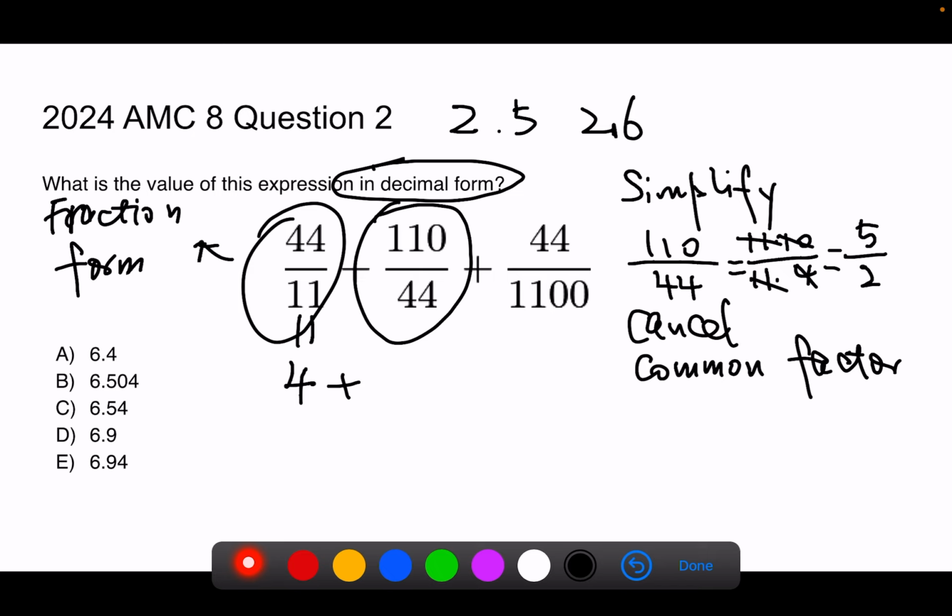Here we're doing the same thing. We're canceling a common factor, and this common factor is 2. So the second term becomes 5 over 2. Again, you want to turn this into decimal form, so this is going to be equal to 2.5.